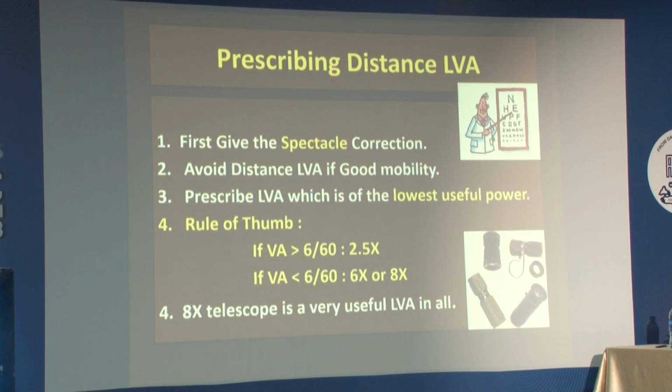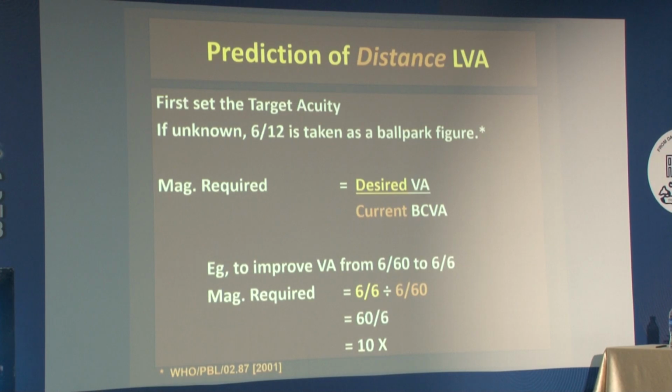So that was a thumb rule, without having to predict or without having to know much about low vision optics. The second method of doing it is to actually predict beforehand what kind of magnification the person requires, and then test it out and hand it over to him. So the first thing you need to do is to set a target acuity. Target acuity is the acuity which the patient desires or which you think is good for him to see.